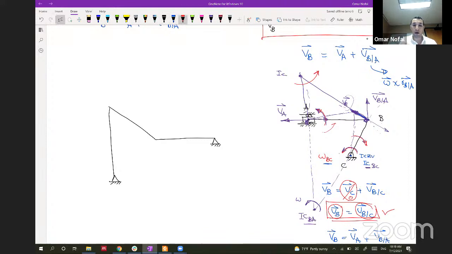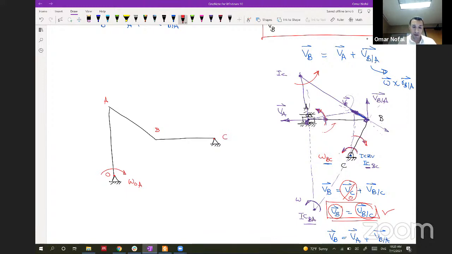You have a multi-bar linkage. We have 3 bars connected to each other and bent at this location. And you are given that this is O, A, B, C. And you are given that the arm OA has an omega in this direction, omega OA is moving in this direction. Let's see what is the other omega.